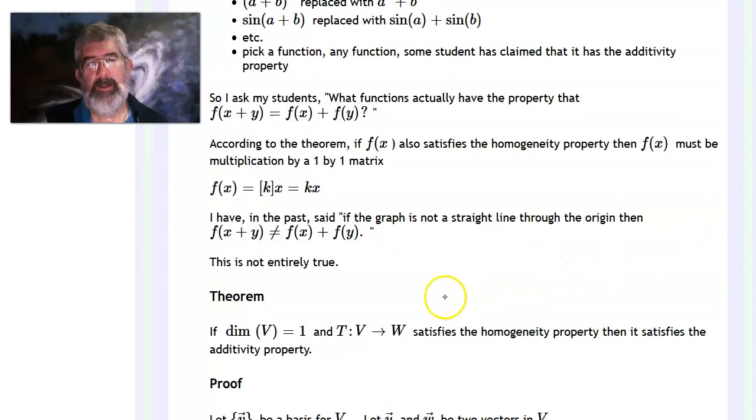Here's my theorem. If V is a one-dimensional space, and you've got a transformation from V to some other vector space that satisfies the homogeneity property, then it also satisfies the additivity property. That is, for your domain space being one-dimensional, homogeneity implies additivity. And here's my proof.